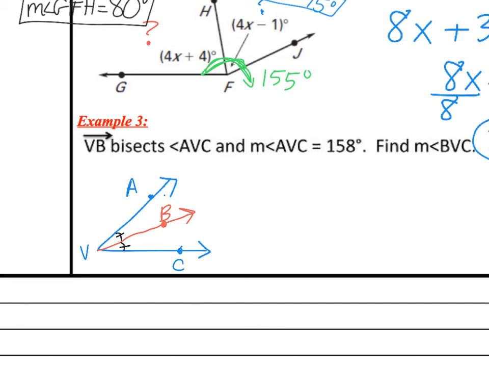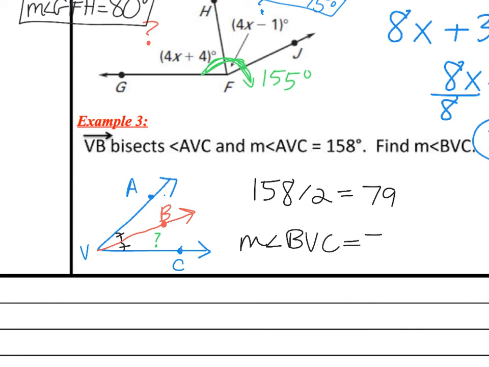Okay, AVC is 158. Find BVC. So we want that one. Ethan, how are we going to find it? 79? 79. So you need to actually say measure of angle BVC is equal to 79 degrees. Thank you.